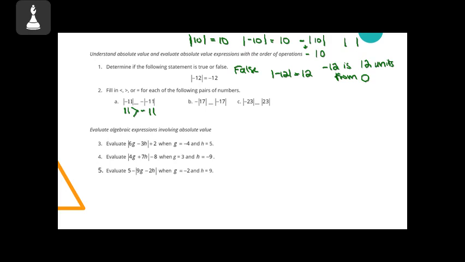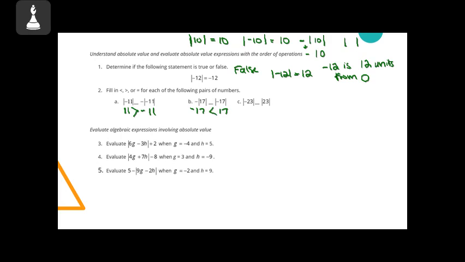Next one has a negative outside the absolute value. So a negative outside carries down. The absolute value of 17 is 17. And the absolute value of negative 17 is 17. So this one says negative 17 and 17. Well, negative 17 is smaller than 17. So we'll fill in with a less than.